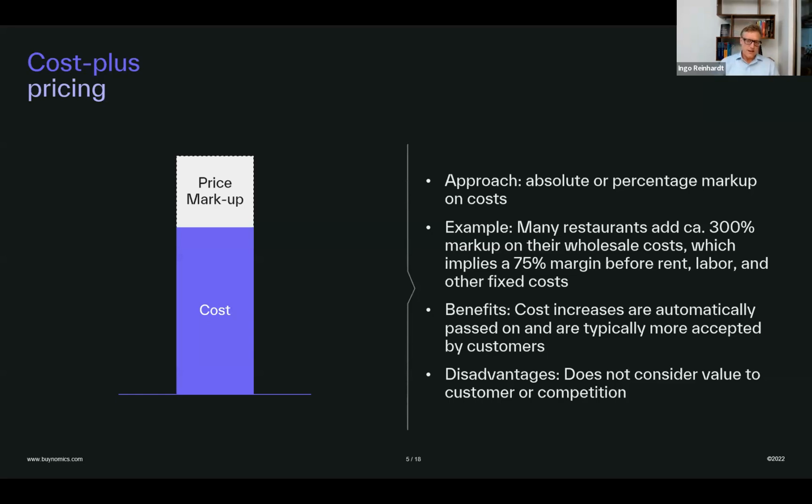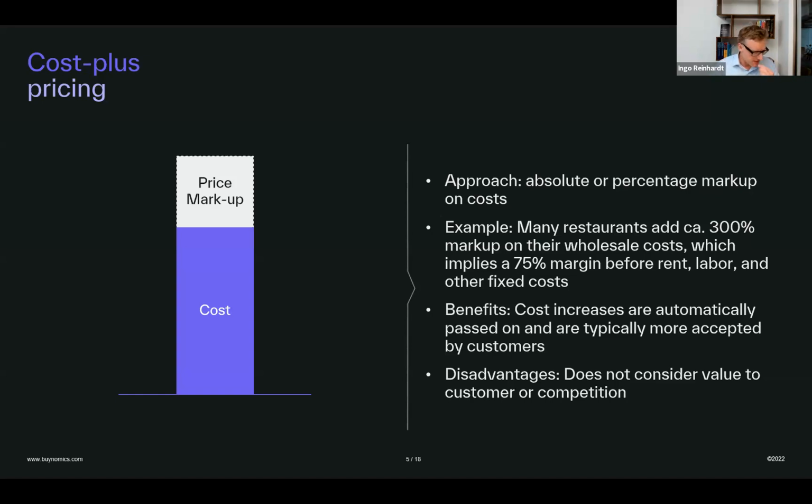And I would say one of the classical examples is the pricing of restaurants, where many restaurants work with the logic where they add 300% on the wholesale cost of a meal, which implies a 75% margin before rent, labor, and all of the other costs. And that's something that works very well for smaller restaurants.